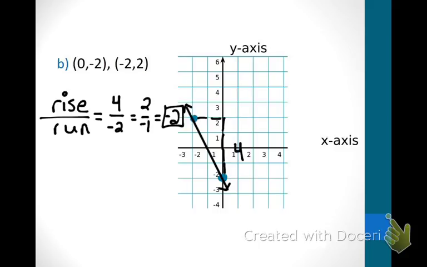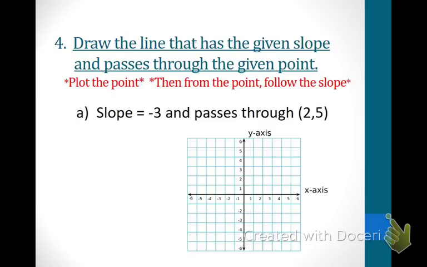Anything I need to do before we're done with this problem? Erase the work right there. Okay? And your slope is negative 2. Write this down for me for number 4. Draw the line that has the given slope and passes through the given point. Plot the point.